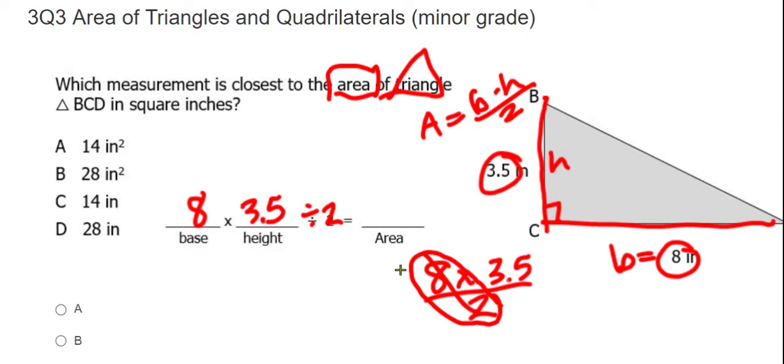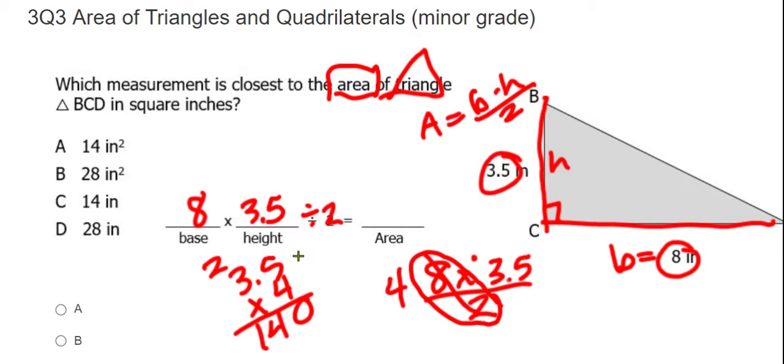So 8 divided by 2 is 4. 4 times 3.5 would actually be easier. 4 times 5 is 20. Bring the 0 down, carry the 2. 4 times 3 is 12 plus 2. There's one decimal place value up above and one decimal place value down below.